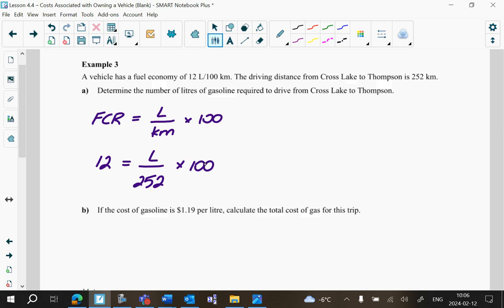Divide by 100. So what we want to do is take our answer, multiplied by 252 divided by 100. We want to do the reverse. And that's going to give us 30.24. That's how many liters we used.